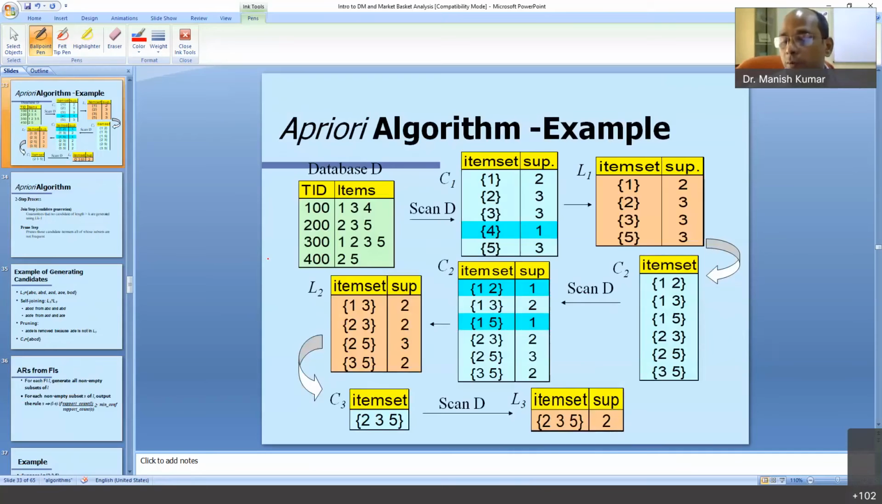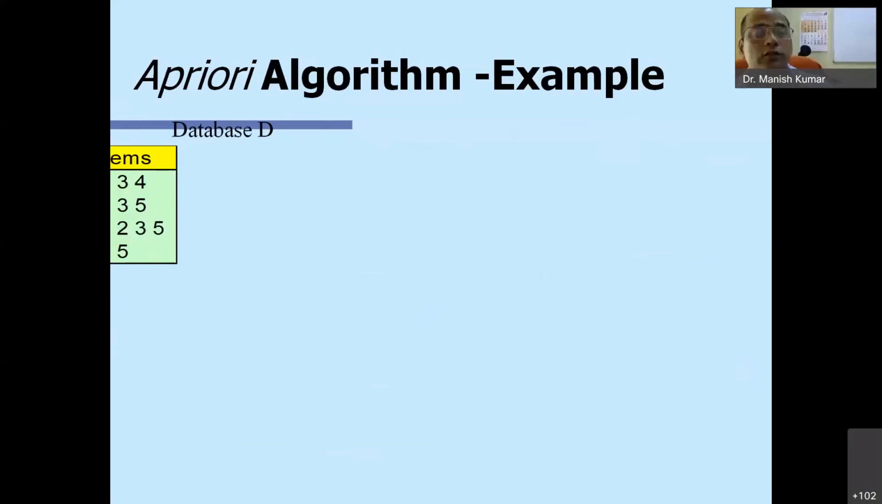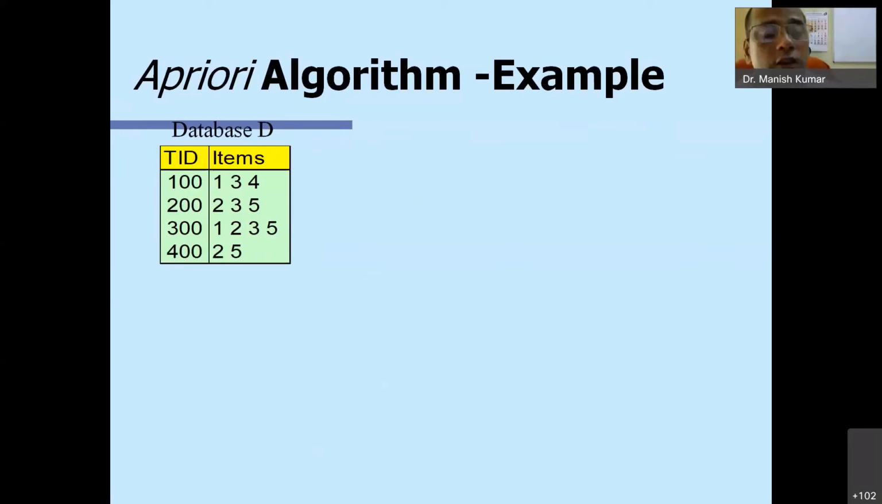Let me give you some sort of idea of what is happening. So this is your transactional database. Now I am fixing the support at 50%. When I say 50%, that means out of 4 transactions, the appearance of the items in 2 transactions will actually give you 50% support. So if it appears in 2 transactions or more, it will have a support of 50% or more.